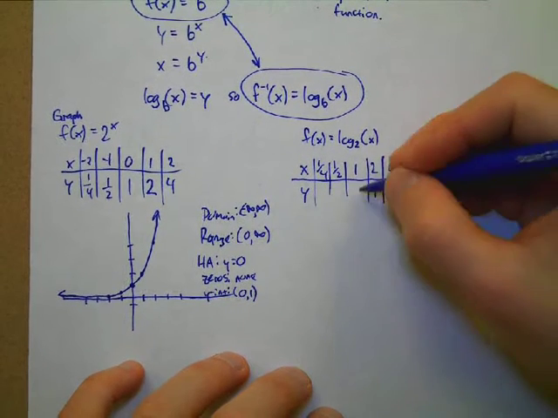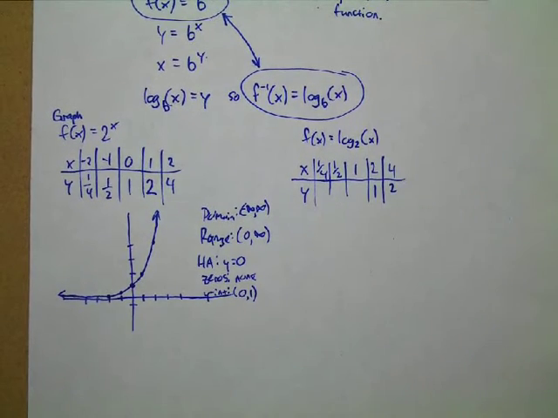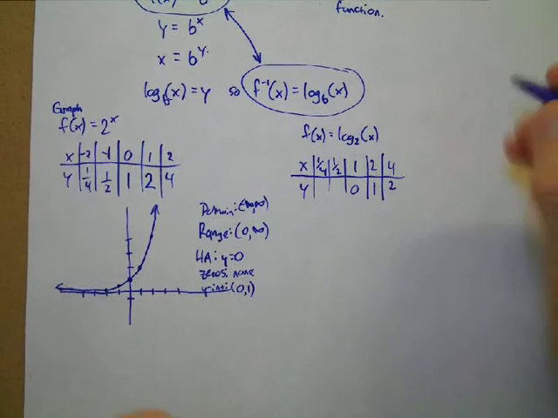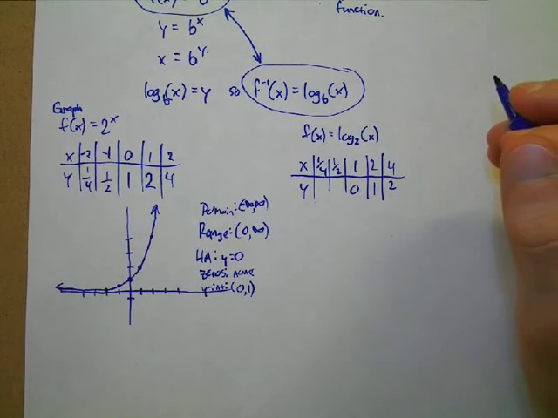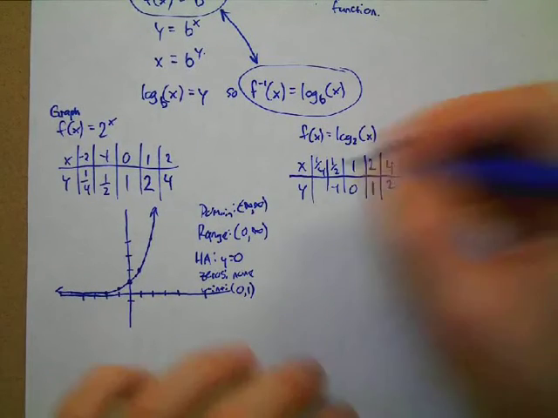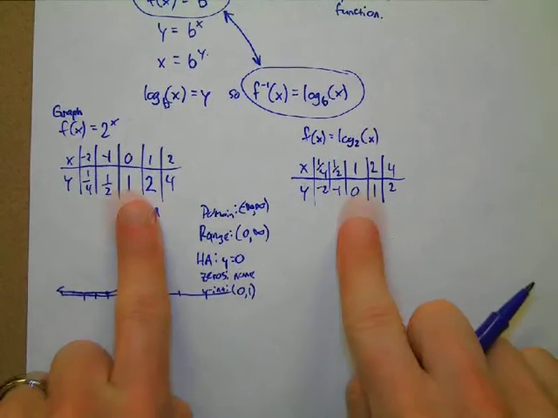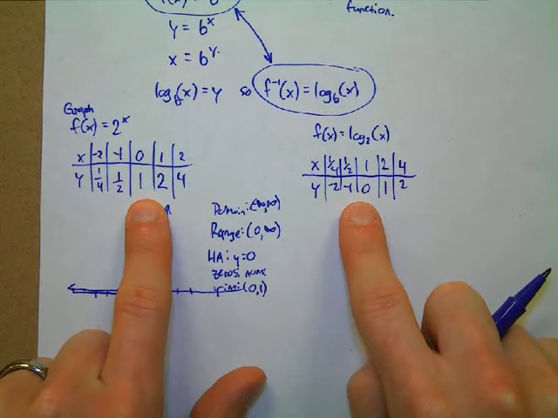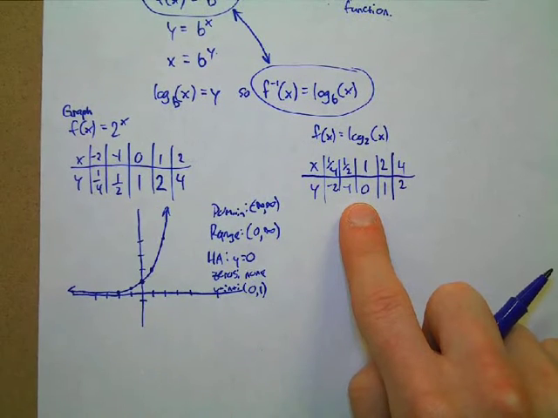Okay, how about 1? Log base 2 of 1. 2 to what power gives us 1? 0. 2 to what power gives us 1/2? Negative 1, very good. 2 to what power gives us 1/4? Negative 2. Okay? Notice the two tables here. What do you notice about the two tables? They both have fractions, but they're flipped. Yes, the x's and y's switch.